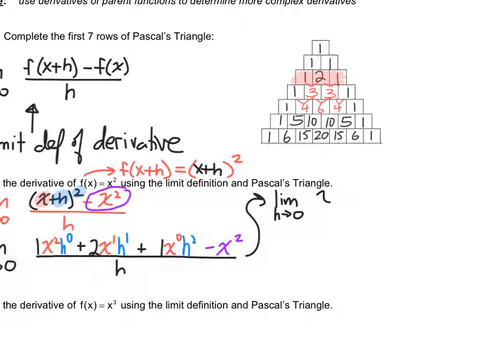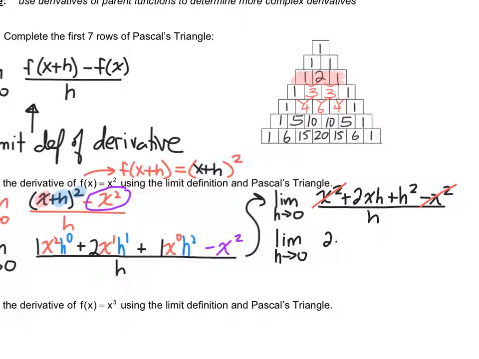So you'd have x squared plus 2xh plus h squared minus x squared all over h. Wait, don't forget to cancel out the x squared. Going to do that now. Okay, so I'm going to kill the x squared with the negative x squared. So now I have 2xh plus h squared over h. Simplify.